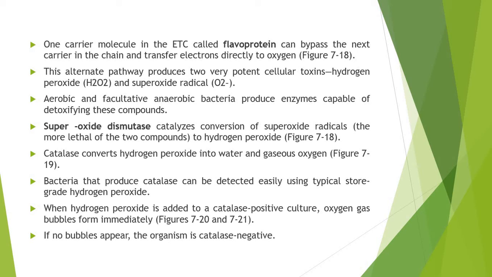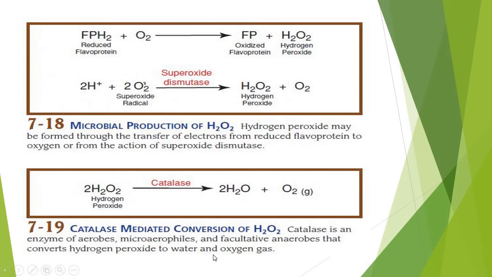Bacteria that produce catalase can be detected easily by using typical store grade hydrogen peroxide. When hydrogen peroxide is added to a catalase positive culture, oxygen gas is released in the form of bubbles immediately after putting on the culture. If no bubble formation takes place, the organism is catalase negative.